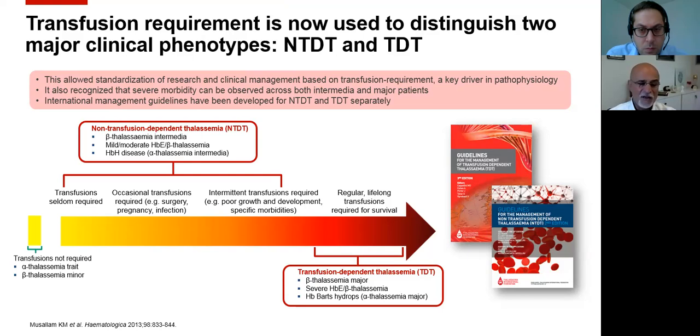At the other spectrum, you will have the trait, and in between you will have the NTDT, what we used to call thalassemia intermedia: beta thalassemia intermedia, mild to moderate hemoglobin E beta, and hemoglobin H disease. This is a very important group, and this is the talk of today. These patients will require blood transfusion at a certain time in their life. They might not require it at all, or they might require it frequently for growth, specific morbidity, and sometimes for surgery, pregnancy, and infection.